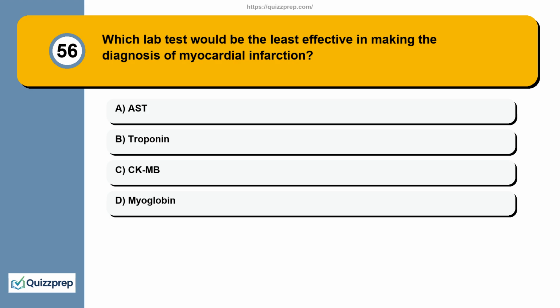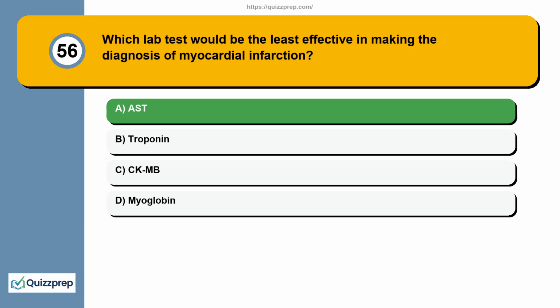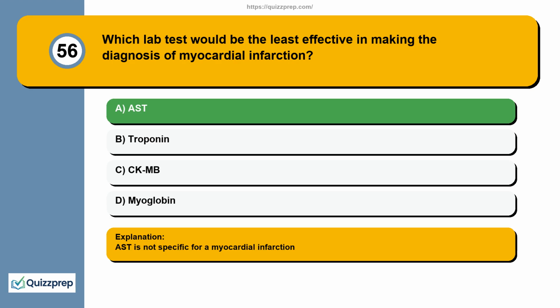Question 56. Which lab test would be the least effective in making the diagnosis of myocardial infarction? AST, troponin, CKMB, myoglobin. AST is not specific for a myocardial infarction.